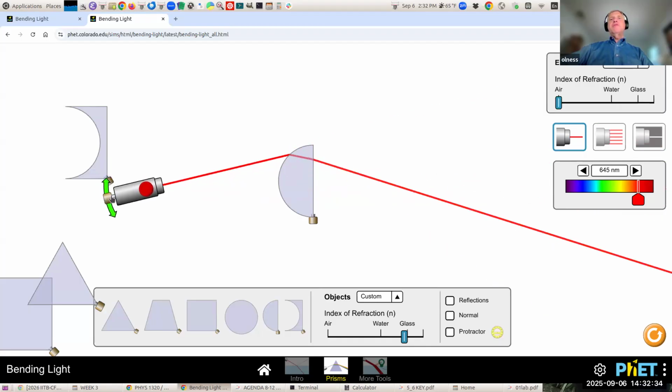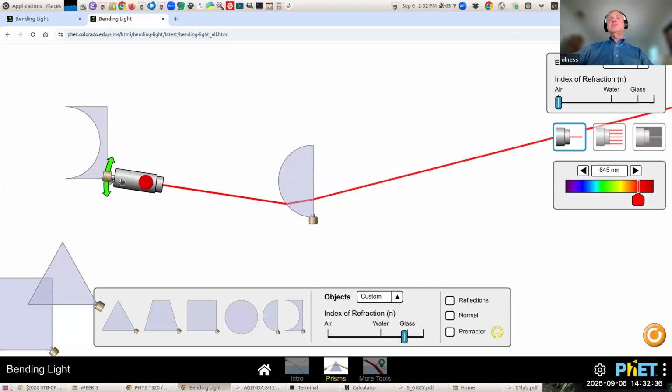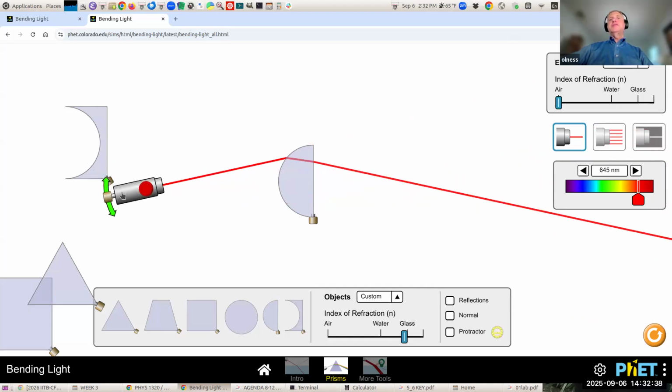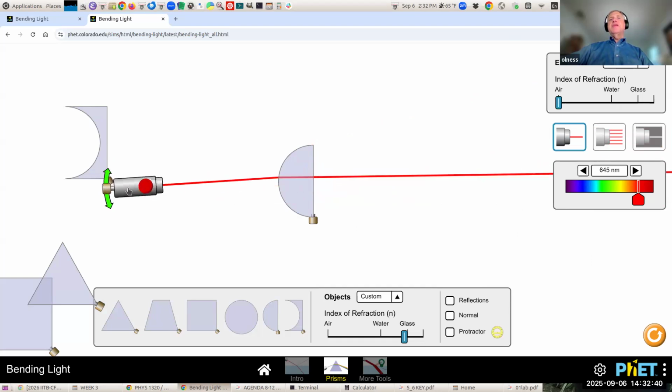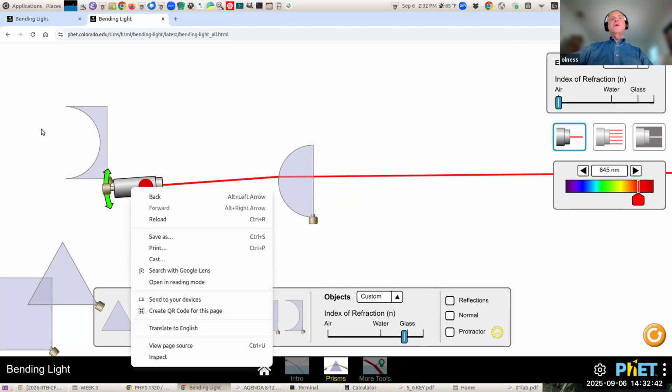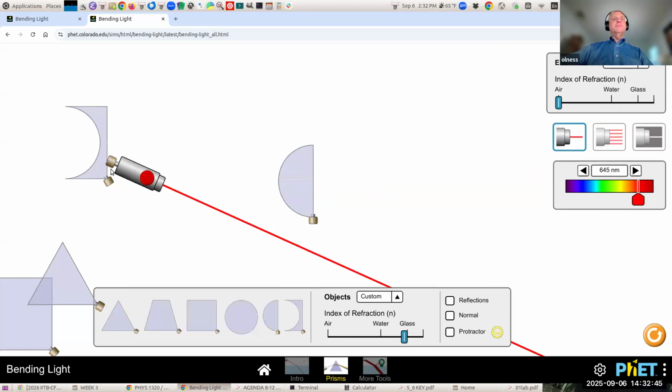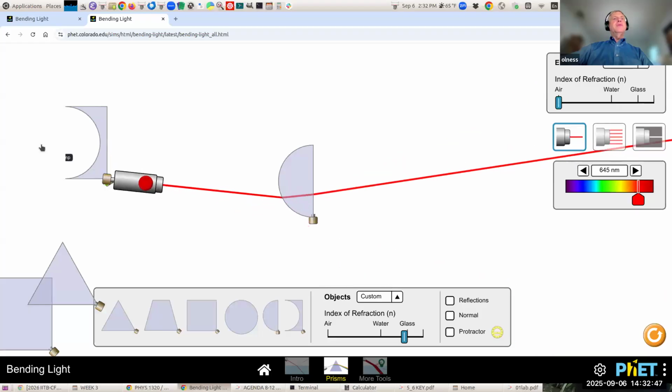For example, if you wear glasses, you might have glasses that do something like this. What it does is it helps focus the light. If you look closely, there's some point way out here on the other side where this is focusing. So that's a converging type of lens.